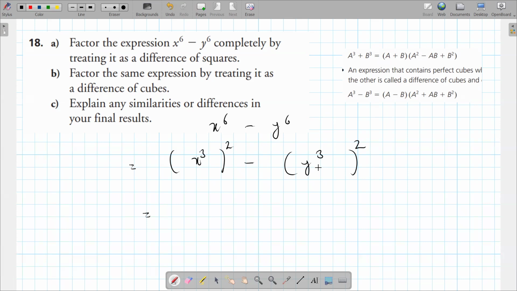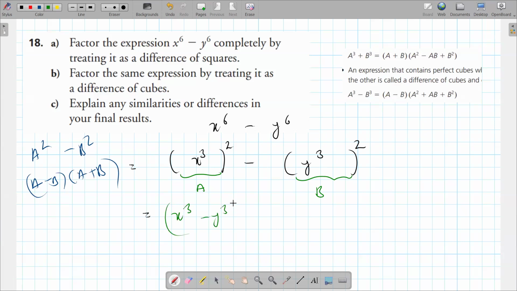Okay, now if you use the difference of squares, again, remember what does difference of squares say? A squared minus b squared is a minus b, a plus b. What does this become? See, this is a, right? I'll give you a hint. This entire bracket is a, this entire bracket is b. So then it'll become x cubed minus y cubed, yeah? X cubed plus y cubed.